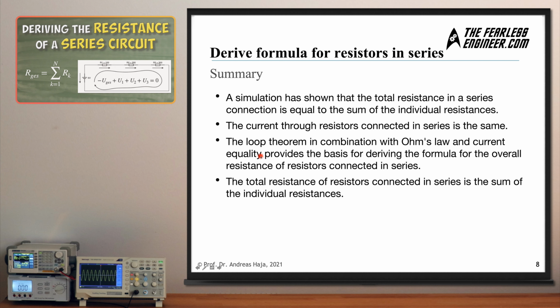Then thirdly, the loop rule, the loop theorem, in combination with Ohm's law and also with the concept of current equality, provides us with a basis for deriving the formula for the overall resistance of resistors which are connected in series. And lastly, the total resistance of resistors connected in series is the sum of the individual resistances. That's all from this video.